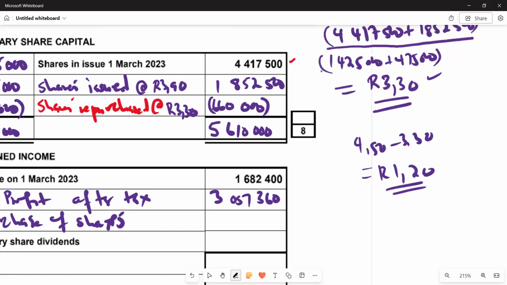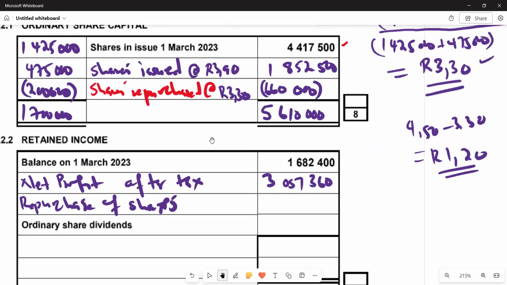So this is the price that is above the average share price. This is the price that you are going to value the repurchase at, that you are going to subtract in the retained income note. So to get the total for the repurchase, you are saying R1.20 times the number of shares that you repurchased, 200,000. And the answer that we are supposed to get there is 240,000. And here, obviously, it's going to be a reduction.